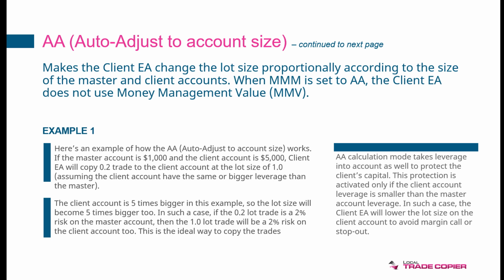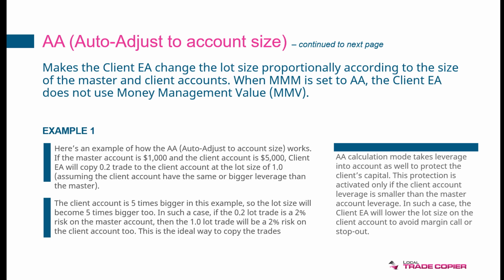So in this case, the 0.2 lot trade, let's say it's a 2% risk on the master account. So on the client account, to risk the same 2%, we need to open the same trade, but with a full lot size, which is 5 times the master trade size, yeah? So this is the ideal way to copy the trades and preserve the same risk in percentage, and have the automatic lot scaling, yeah?